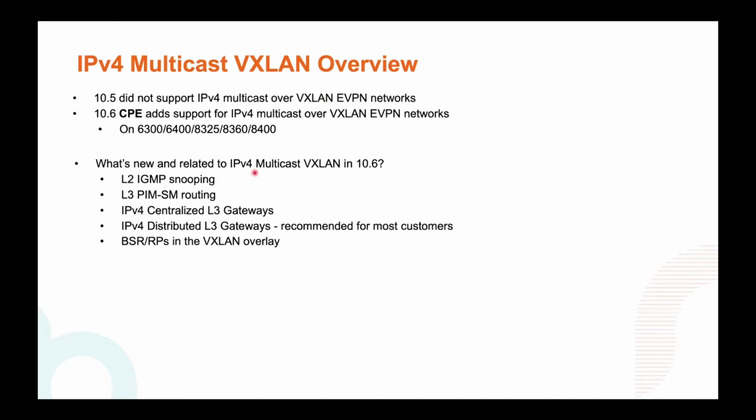So what's new and related to this? L2 IGMP Snooping, L3 PIM sparse mode routing and overlay. So you see both L2 and L3 are supported for multicast IPv4. We're supporting both centralized and distributed gateways. And BSRs and rendezvous points are supported in the VXLAN overlays with caveats.